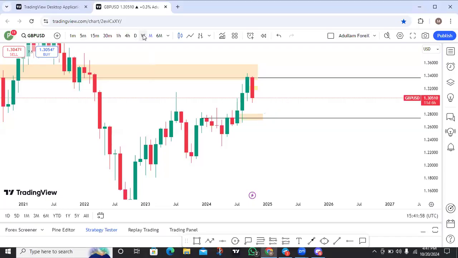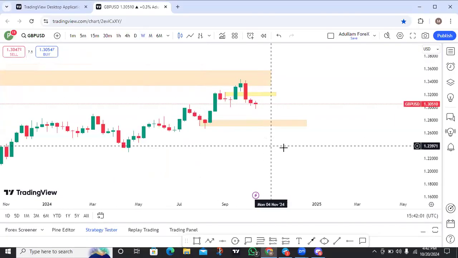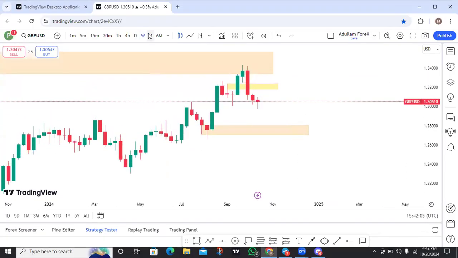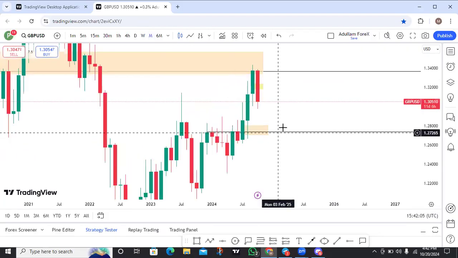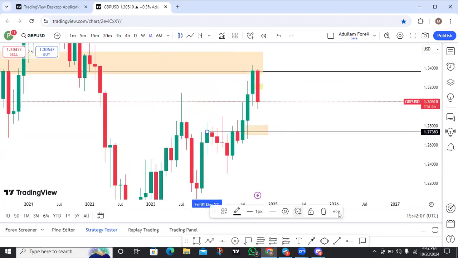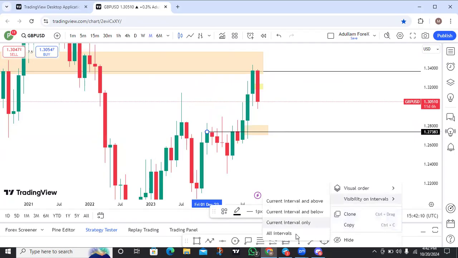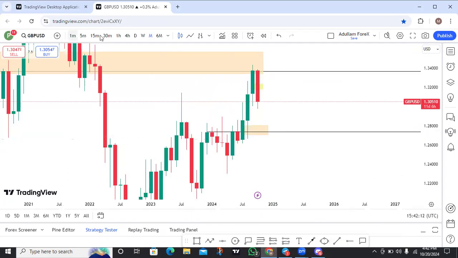But we can clearly see it from the lower time frame, which is, it's not even okay. This line, let's, all intervals, okay.